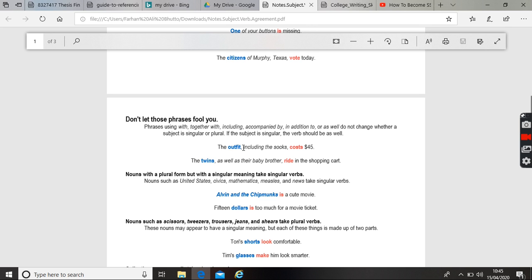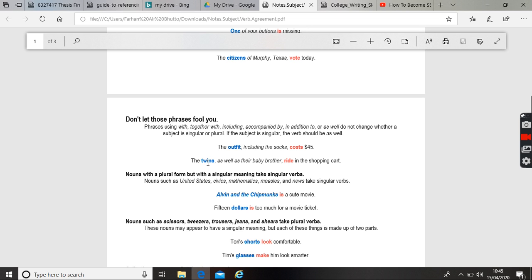Now the outfit, comma, including the socks, comma, costs $45. Now what is the subject here? The subject is the outfit. This including the socks is an additional phrase which can easily be ignored. So you just simply ignore this, and the subject is the outfit. So if you ignore this additional phrase, the sentence would be, the outfit costs $45.